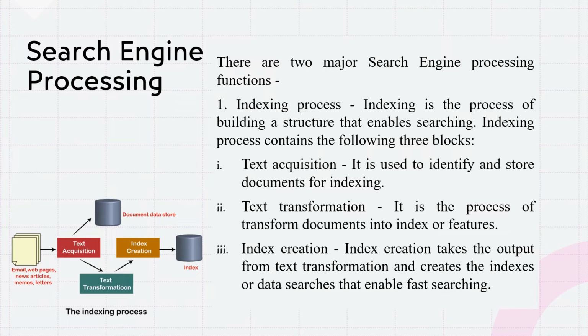Search engine processing. There are two major search engine processing functions. First, the indexing process. Indexing is the process of building a structure that enables searching. The indexing process contains the following three blocks. First is text acquisition. It is used to identify and store documents for indexing. Second is text transformation, which is the process of transforming documents into index or features. Third is index creation, which takes the output from text transformation and creates the indexes or data searches that enable fast searching.